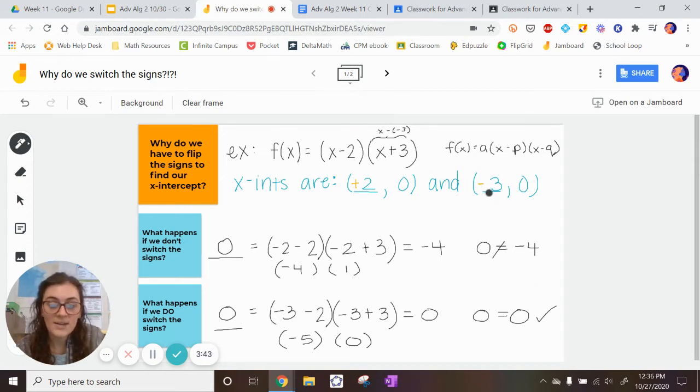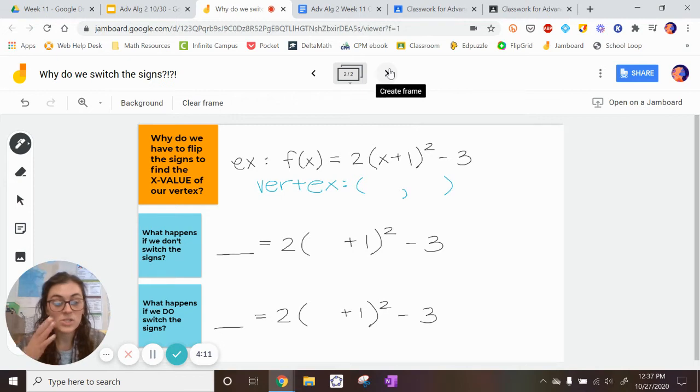You could have chosen negative 3 here. You could have chosen 2 here. If I put the 2 here, then I'll get 2 minus 2, which is 0, and then we'll have 0 times something. But I just wanted to kind of write out why we have to switch the signs in order to find our x-intercepts. So that's why this becomes a positive 2 and this becomes a negative 3. So hopefully that helps a little bit.